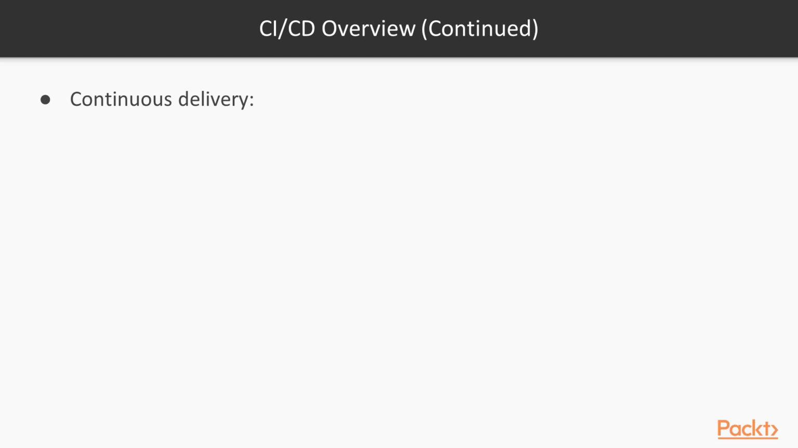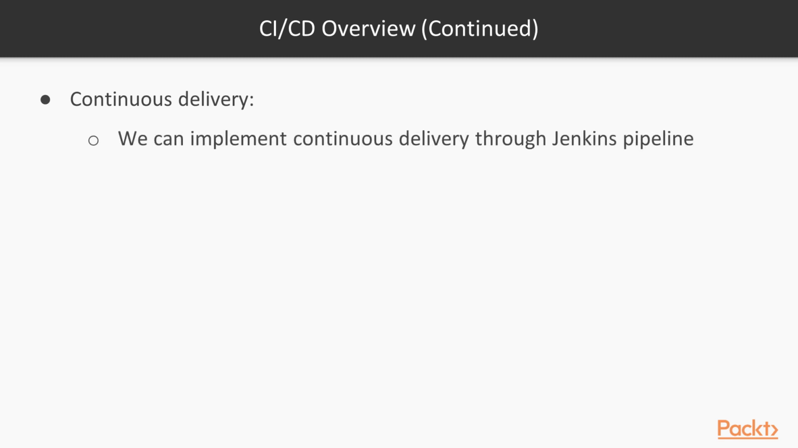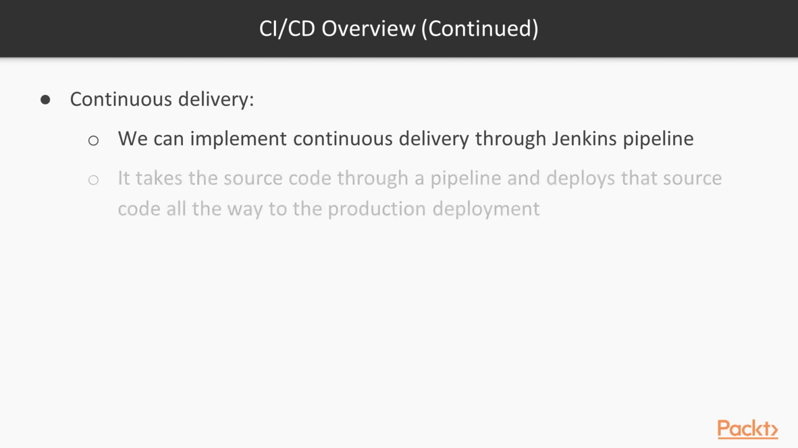So what is continuous delivery? Jenkins is also a very powerful tool for continuous delivery. We can implement continuous delivery through Jenkins Pipeline, which we will discuss and demonstrate in later videos. What Jenkins Pipeline does is it takes the source code through a pipeline and deploys that source code all the way to the production deployment.